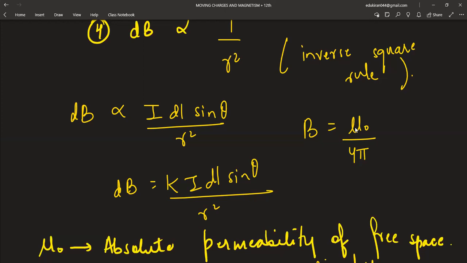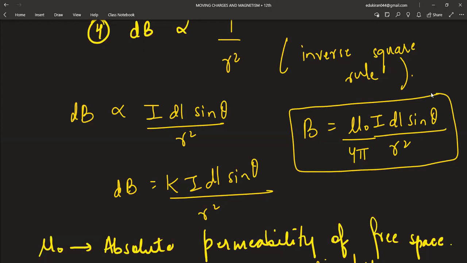First, you have the proportionality written. Then I'll come to the media, what all media can influence it, and what is the difference between the permeability which is present over here and the permittivity which we had already seen earlier. So mu naught by 4 pi is the constant here, times I dl sine theta, and here we have r squared present. Fine. So this will give you the magnitude of the magnetic field.